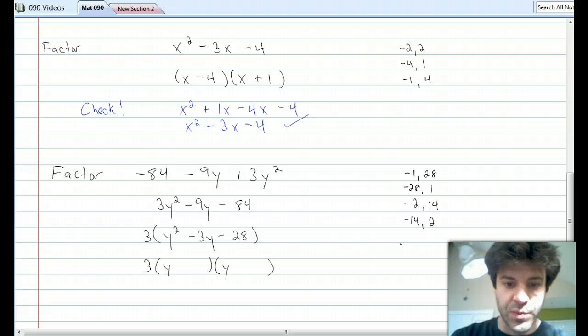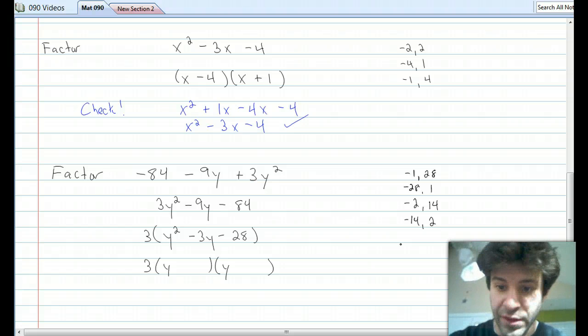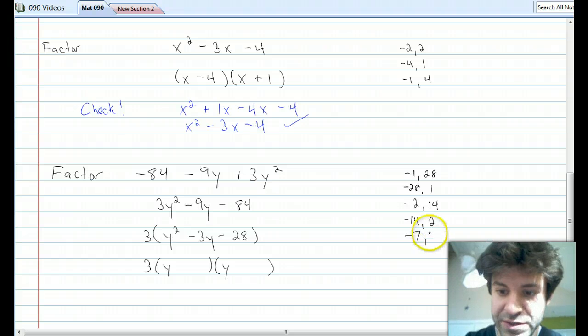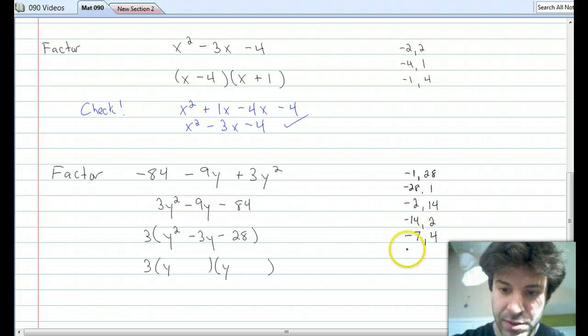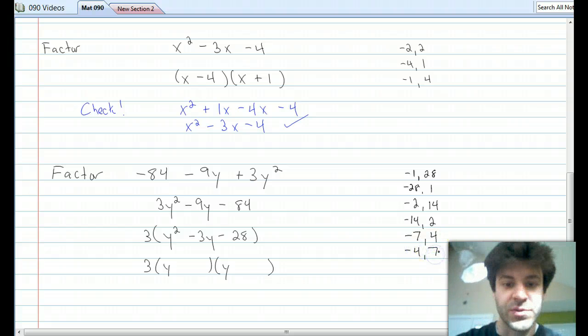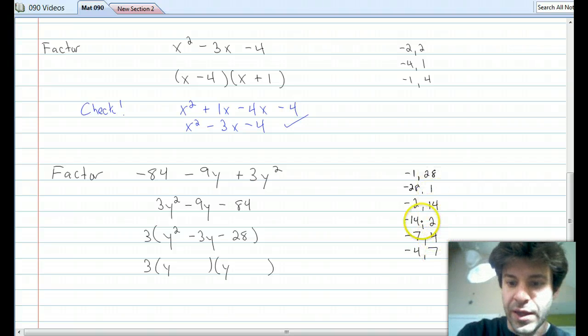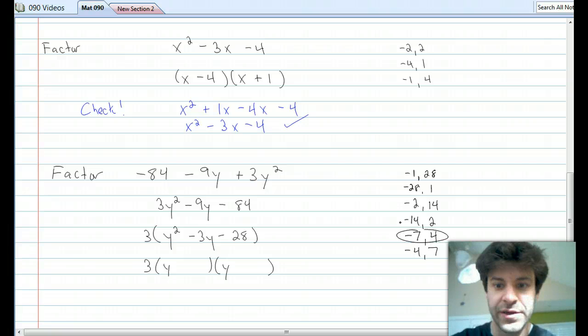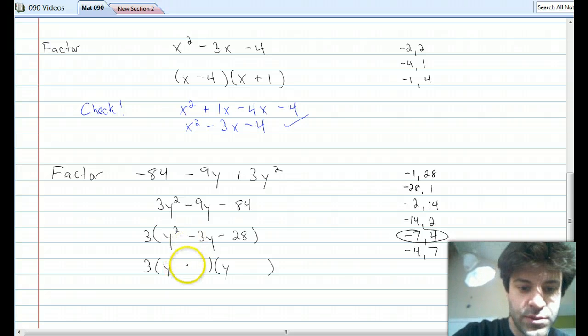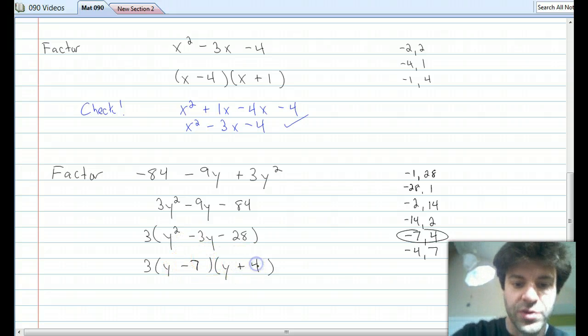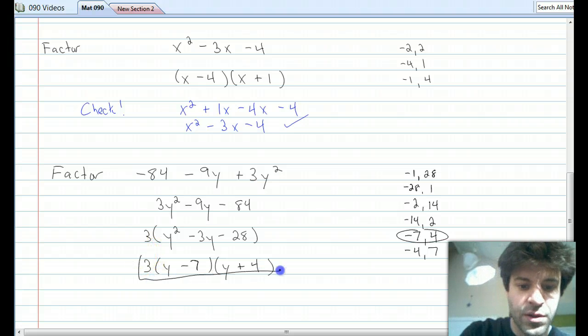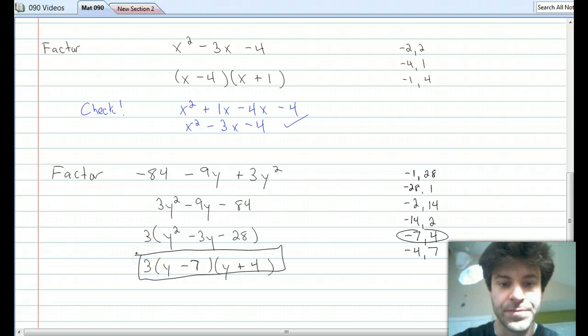I don't think 28 is divisible by 3. It is divisible by 7, though. So negative 7 and 4 multiply to get negative 28. And negative 4 and 7 also multiply to get negative 28. I think that list is complete. So which one of those sets of 2 numbers adds up to negative 3? And it's pretty easy to see once you've got your list there that negative 7 and positive 4 would add to get negative 3. So we finish off this problem by putting in a negative 7 and a positive 4, and that's how you factor that trinomial.